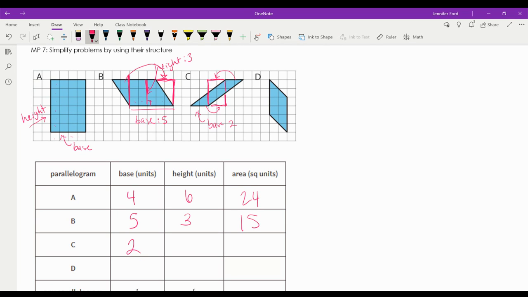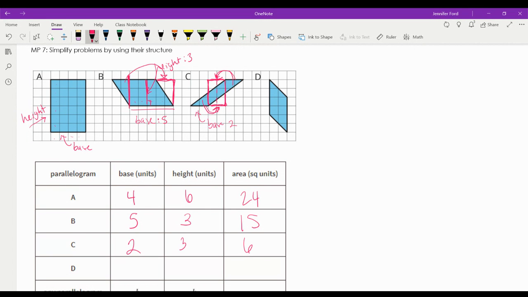you can see that I've moved that piece to the top. I've made a rectangle that has a base of 2. The base is still 2. It moved, but the base is still 2. And the height is 1, 2, 3 units tall. So that area is 6.